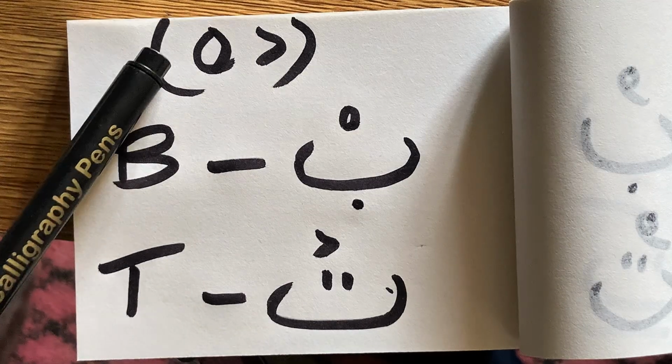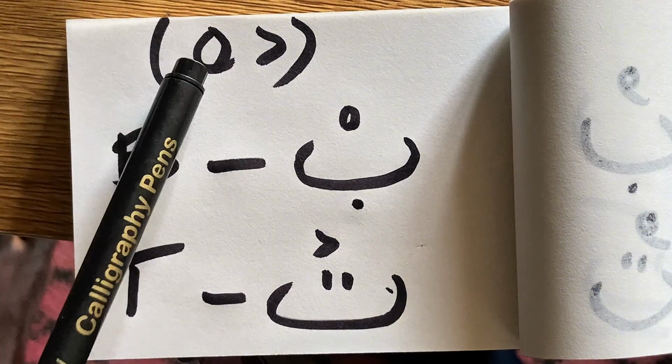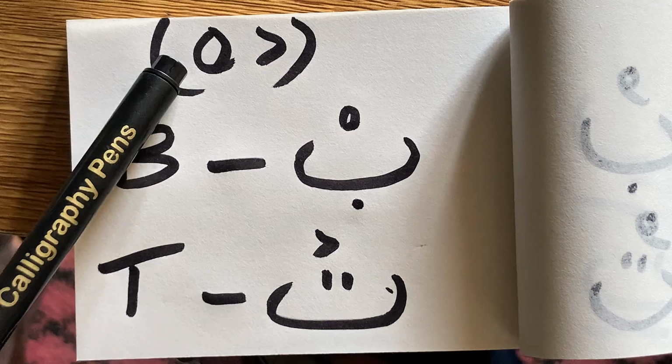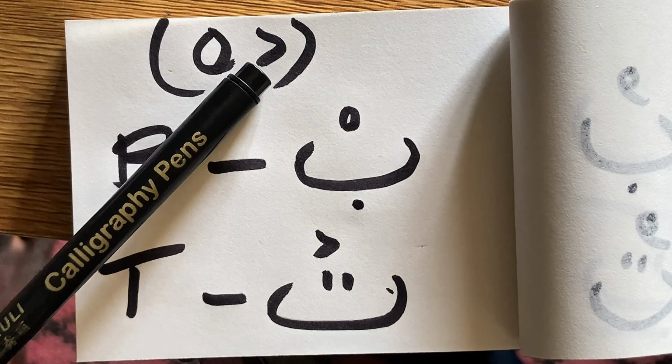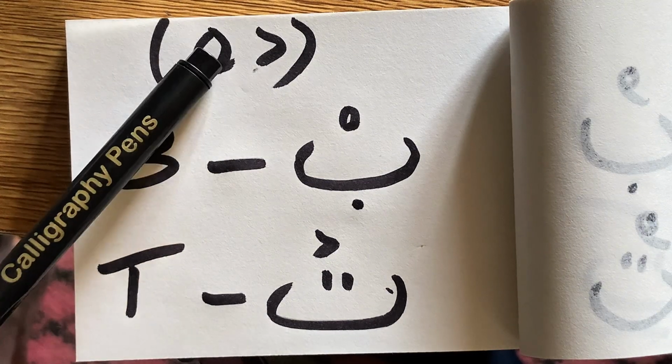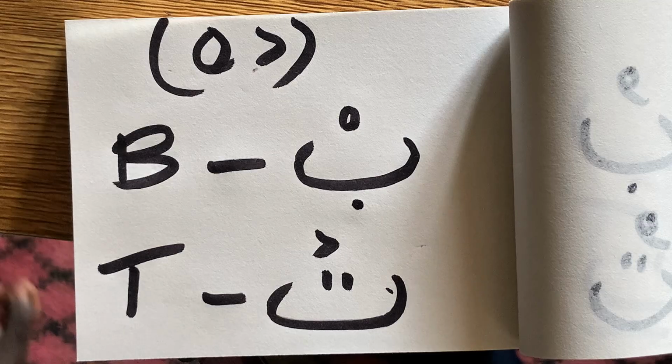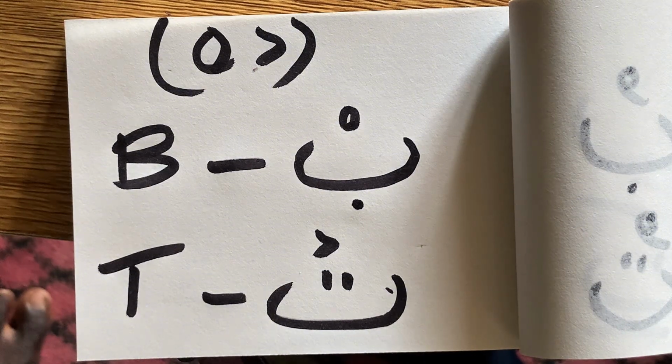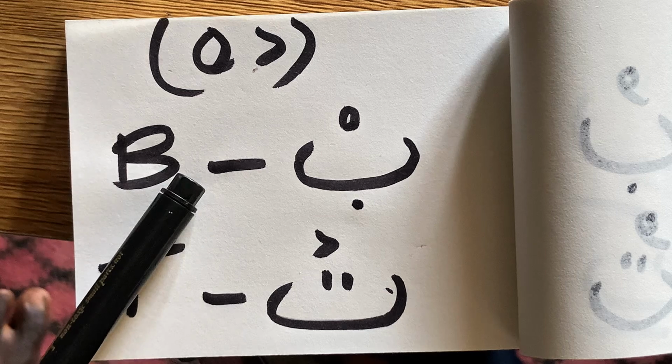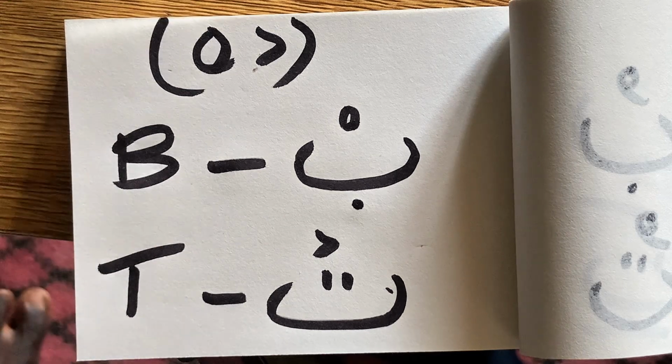Now, here is Sukoon. Sukoon has 2 ways of writing it. Round like this or like this. You can see it. Sukoon means stop or rest. There is no vowel sound after the letter.